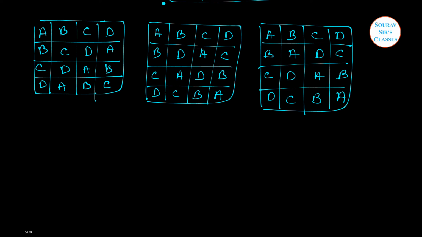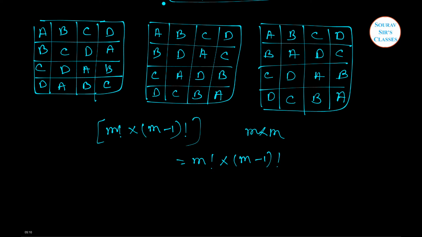If all rows except the first and all columns are permuted, we generate m factorial into (m minus 1) factorial. The total number of possible Latin squares of order m x n or m cross m equals m factorial into (m minus 1) factorial into the number of standard squares.